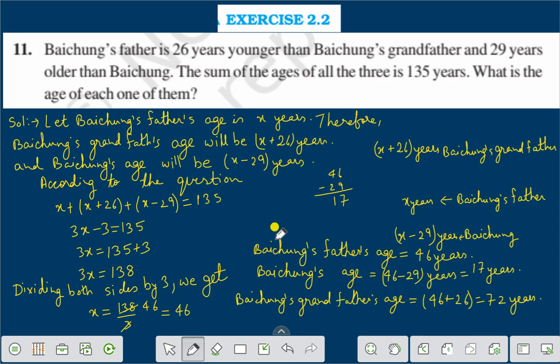Therefore, we got Baichung's father's age as 46 years, Baichung's age is 17 years, and Baichung's grandfather's age is 72 years. Now here you see, Baichung's father is 26 years younger than Baichung's grandfather and 29 years older than Baichung. Therefore, Baichung's father's age is 46 years, Baichung's age is 46 minus 29, that is 17 years, and Baichung's grandfather's age is 46 plus 26, that is 72 years.